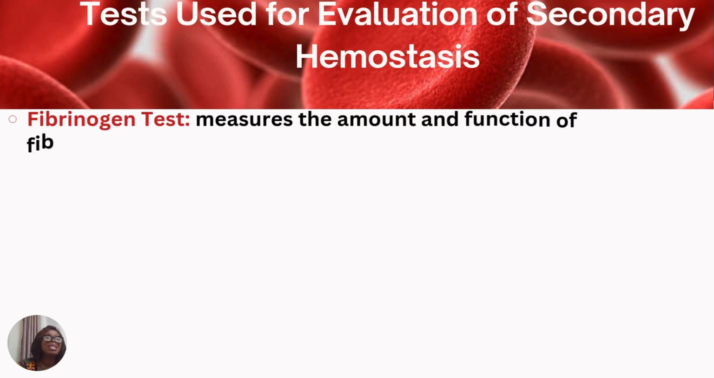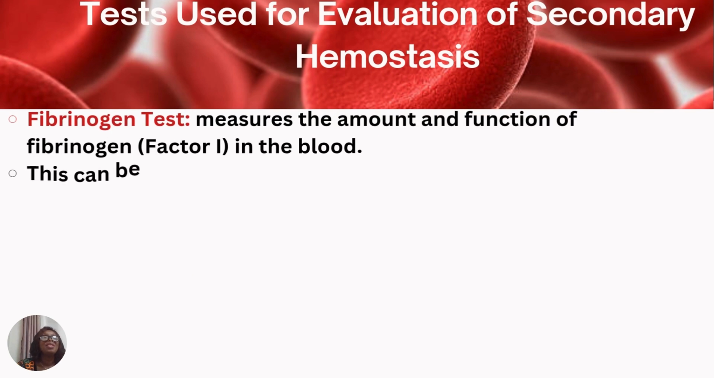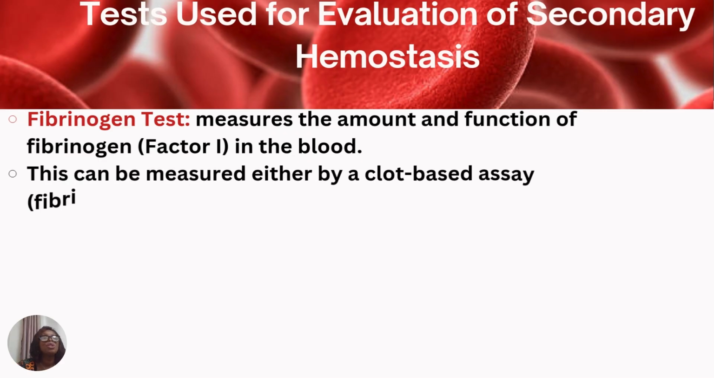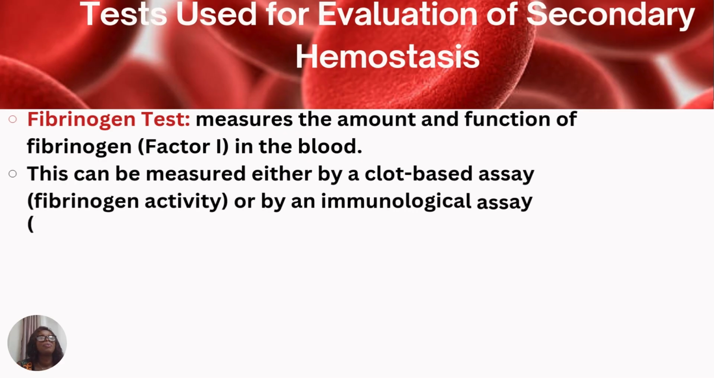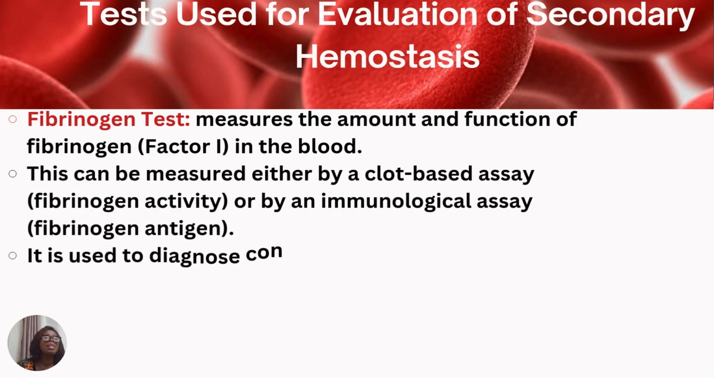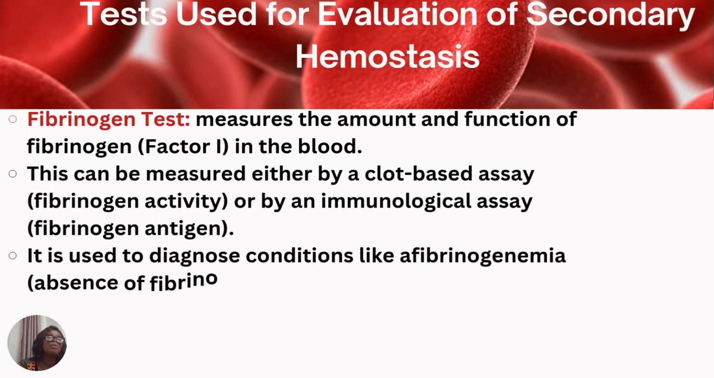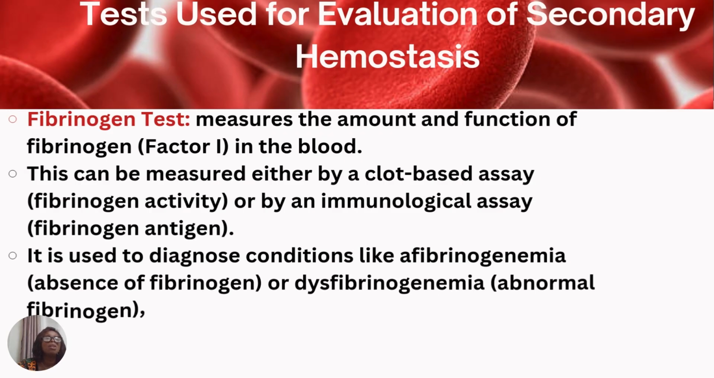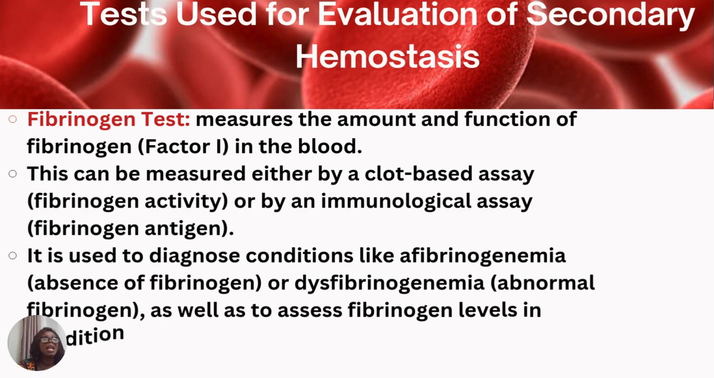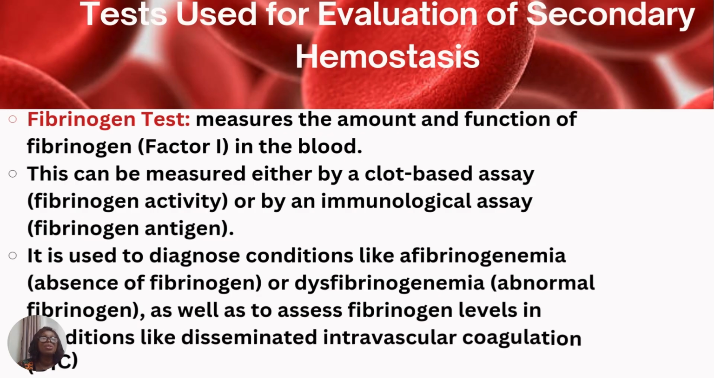Now we have another test called fibrinogen test. The fibrinogen test measures the amount and function of fibrinogen, which is factor 1, in the blood. This can be measured either by a clot-based assay, assessing fibrinogen activity, or by an immunological assay, assessing fibrinogen antigen proper. It is used to diagnose conditions like afibrinogenemia, that is absence of fibrinogen, or dysfibrinogenemia, abnormal fibrinogen, as well as to assess fibrinogen levels in conditions like disseminated intravascular coagulation or liver disease.